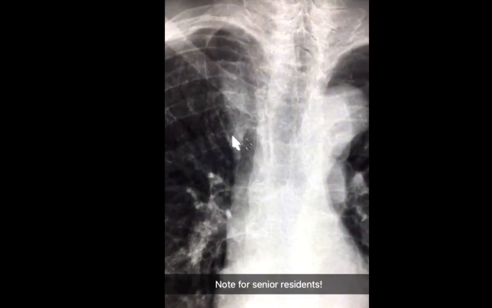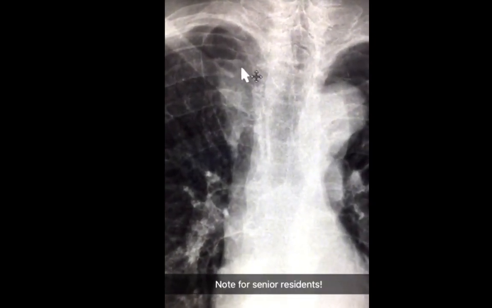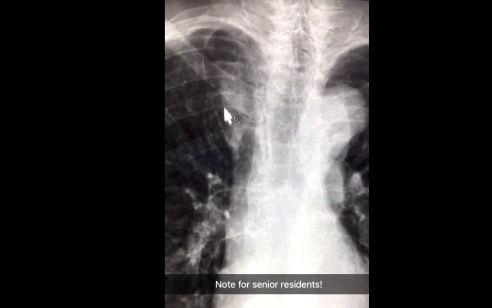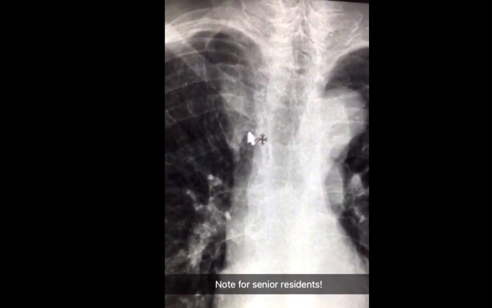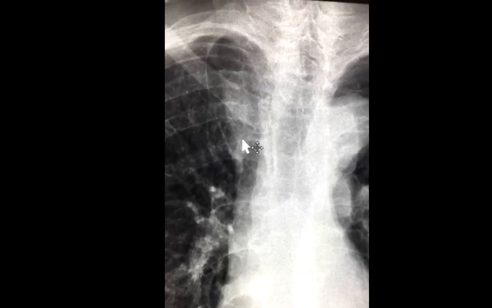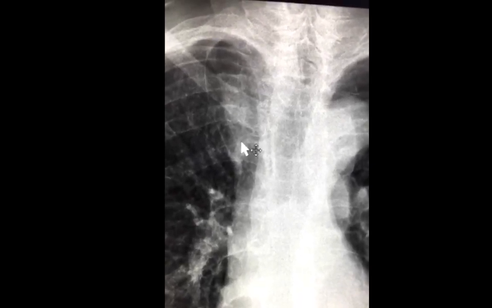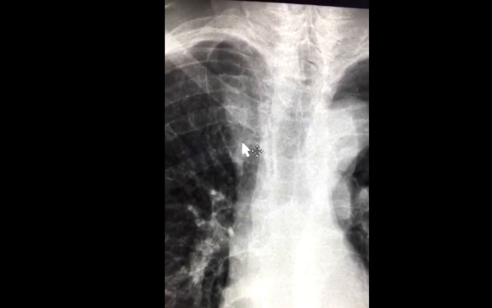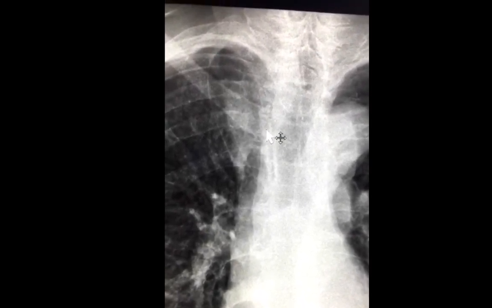An important note for senior residents: the azygos lobe may appear opaque, either completely or partially, as seen in this case. It is important to remember that such an appearance may be normal or abnormal, and it should always be correlated with the clinical presentation.